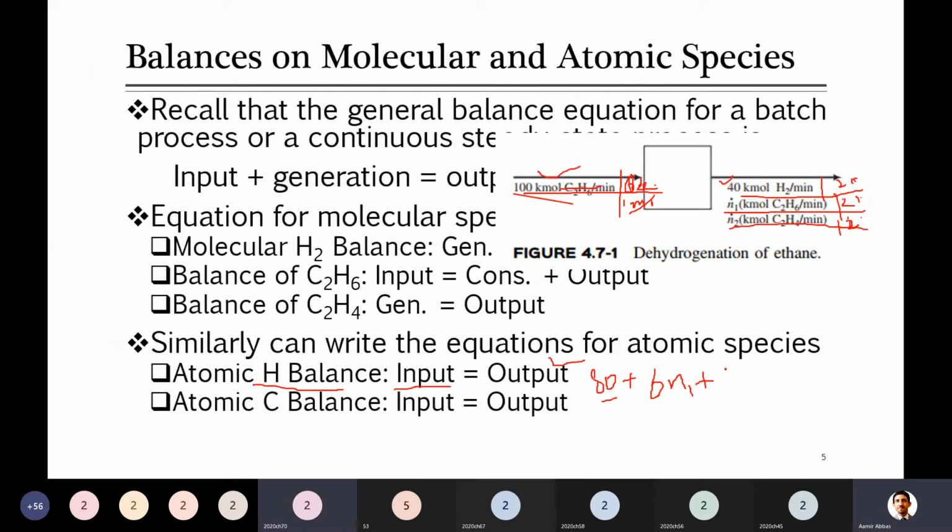4 multiplied by N2. 4 into N2, multiplied by 4. Yes, 4, because there are now 4 hydrogen, so it is 4 and 2, and that is equal to, for the inlet side, its value was like 600. So you can write this equation. Similarly, you can write the equation for carbon, and at the end of the day there will be 2 equations, and I think you have 2 unknowns. So this is one way to solve this balance. Later on we will solve this problem completely, I think in the next lecture.